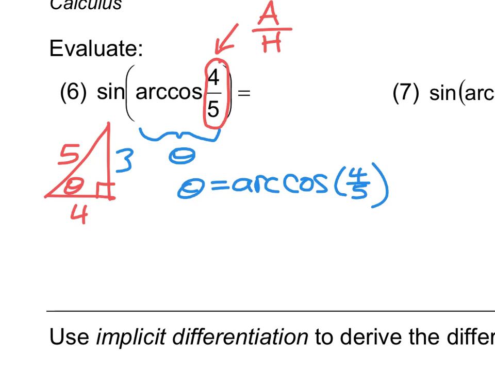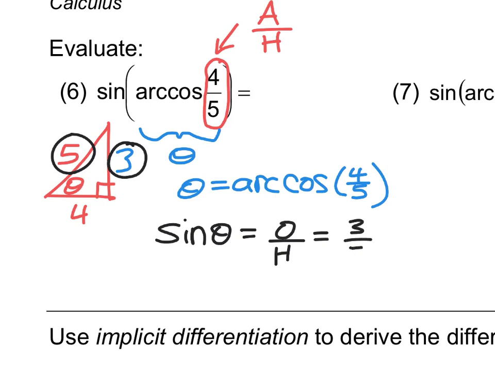What I want is the sine of theta, which indirectly means that I want the sine of that triangle. Sine of theta is the opposite side over the hypotenuse. The opposite side is 3, the hypotenuse is 5, so 3 over 5. So the sine of that triangle, opposite over hypotenuse, 3/5, really directly means the sine of the arc cosine of 4/5. So I just discovered without using a calculator that the appropriate ratio is 3 over 5.